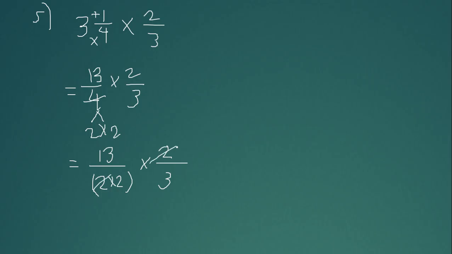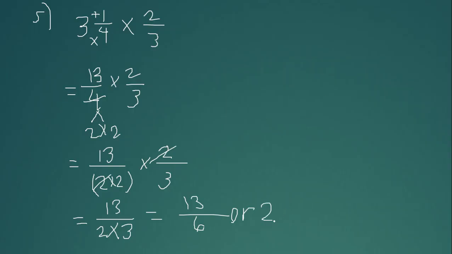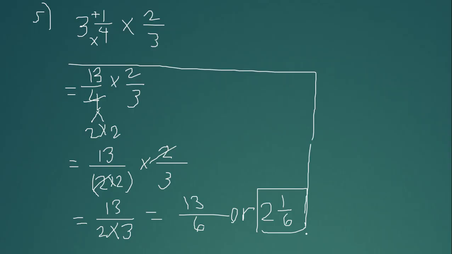Cancel out. So, magiging 13 over 2 times 3, so 13 over 6. How many 6 in 13? 2, then sobra, isa. Then 1/6. So 2 1/6. Ito yung cancellation method.